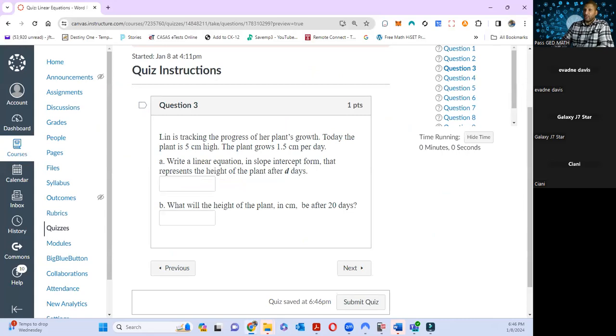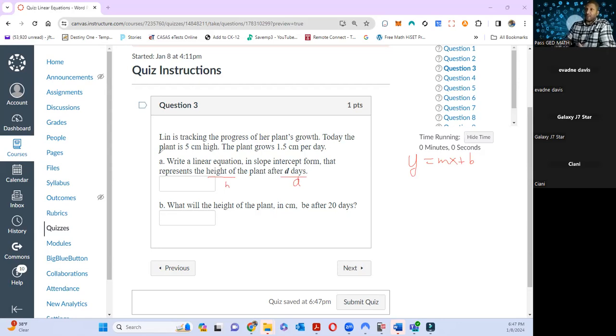Now, let's go back and reiterate. Identify what's given. This is how you should be reading this question. First of all, what did I tell you to do? Read the question first. Write a linear equation in slope-intercept form. So I already know y equals mx plus b. That represents the height of the plant after d days. Now, that means we're not going to be using y and x. We're going to be using h and d, right? Because h for height, d for days, but that's okay.